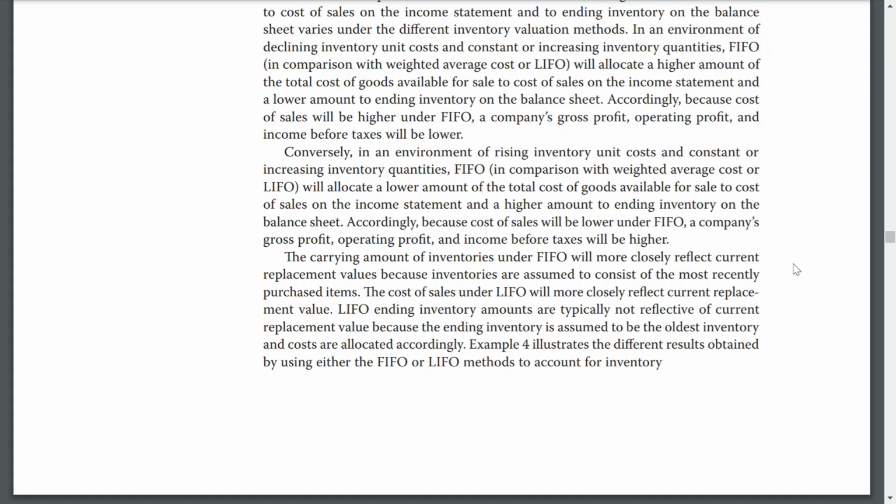Because inventories are assumed to consist of the most recently purchased items, the cost of sales under LIFO will more closely reflect current replacement values. LIFO ending inventory amounts are typically not reflective of current replacement values because the ending inventory is assumed to be the oldest inventory and the costs are allocated accordingly. Example 4 illustrates the different results obtained by using the FIFO and LIFO methods to account for inventory.